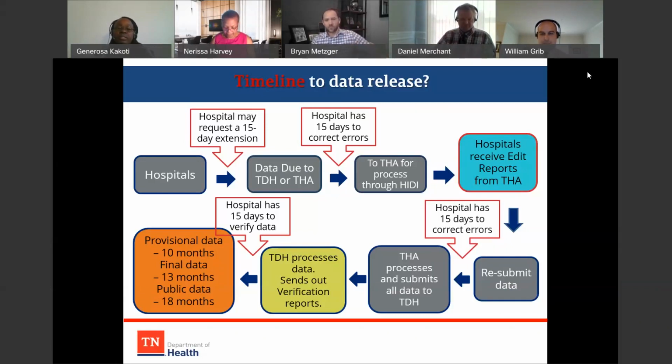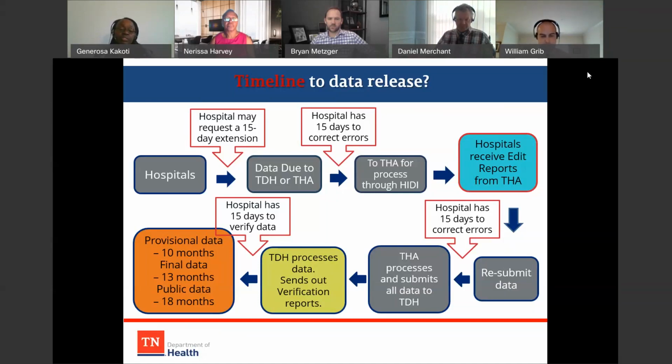Once the corrections are done, non-HIN data is sent to THA for processing, and THA sends that data with the HIN hospital data through HIDE. Hospitals then receive edit reports from THA, and they have 15 days to correct errors. Once they've corrected the errors, if there are any, we resubmit the data, and then THA processes it and submits all data to TDH.